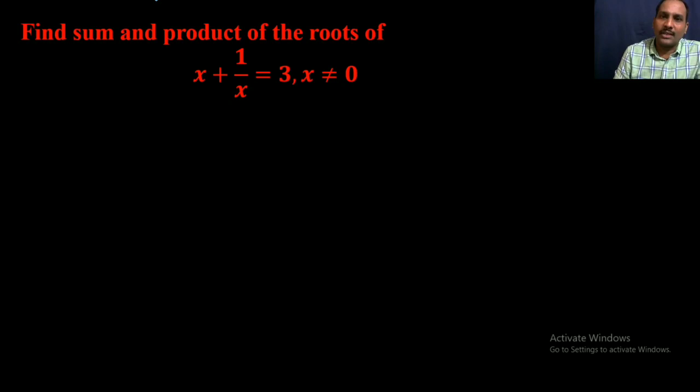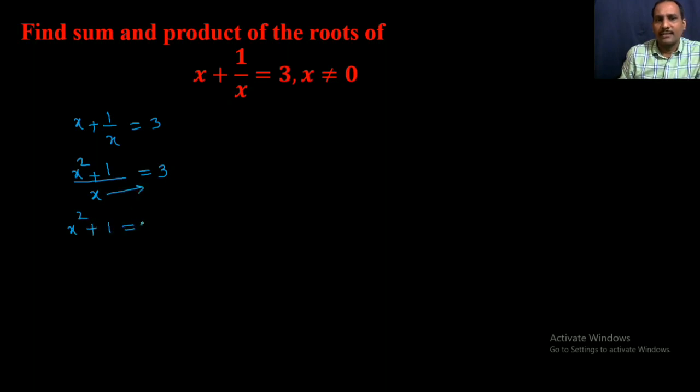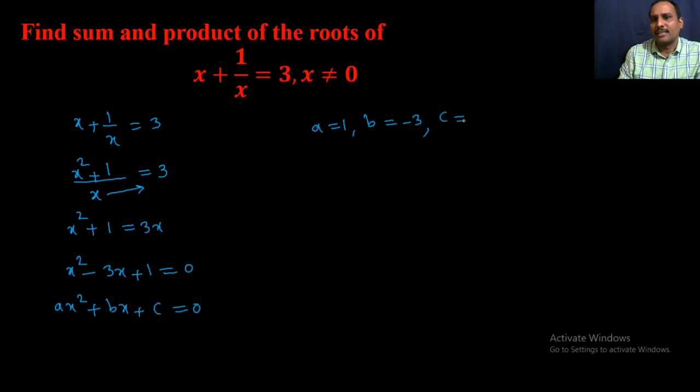Find the sum and product of the roots of x plus 1 by x is equal to 3, where x is not equal to 0. This equation is not in standard form, so let us convert it into the standard form. If you take the LCM, it will be x square plus 1 by x is equal to 3. When you cross multiply, you get x square plus 1 equal to 3x. So x square minus 3x plus 1 equal to 0. Now it is in the standard form. Compare it with ax square plus bx plus c equal to 0, where a is equal to 1, b is equal to minus 3 and c is equal to 1.